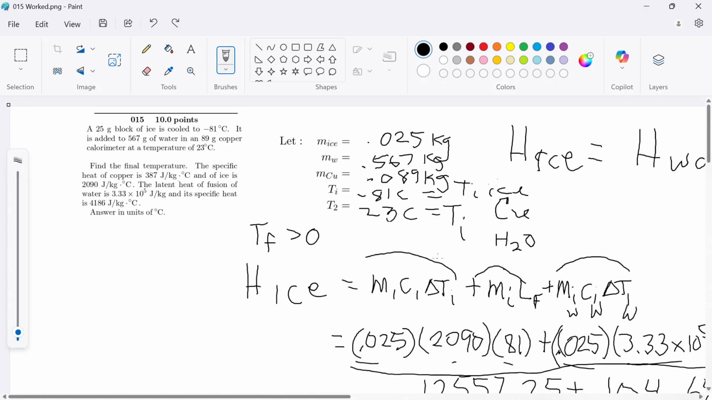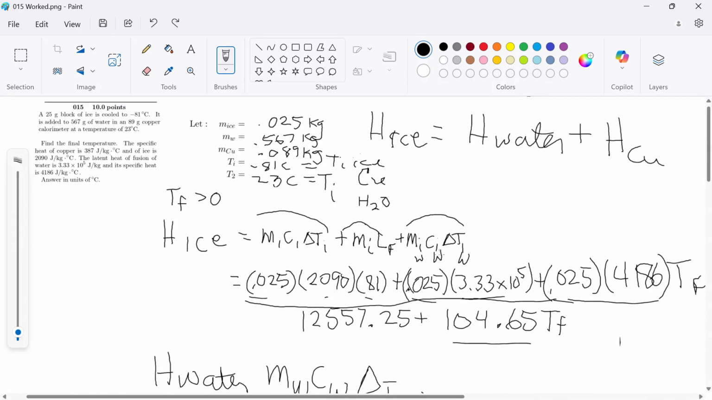All right, so I'm going to put the masses in kilograms, since all those specific heats are in kilograms. So the mass of ice is 0.025 kilograms. The mass of water is 0.567 kilograms. The mass of copper, 0.089. In other words, I'm dividing the grams by 1,000 to get kilograms. The initial temperature of ice is negative 81 Celsius. The initial temperature of the water in the calorimeter, the copper, is 23 degrees Celsius.